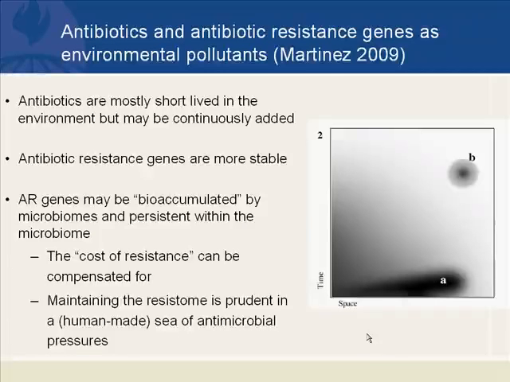And I guess we've heard that maybe EPA thinks that antibiotics might be an environmental pollutant, but it's beyond the scope of EPA's authority to think about antibiotic resistance genes. And Martinez points out that antibiotics are mostly short-lived in the environment, but under conditions of, say, using animal waste, they might be continuously added, so you'd always find them. But antibiotic resistance genes are considerably more stable.